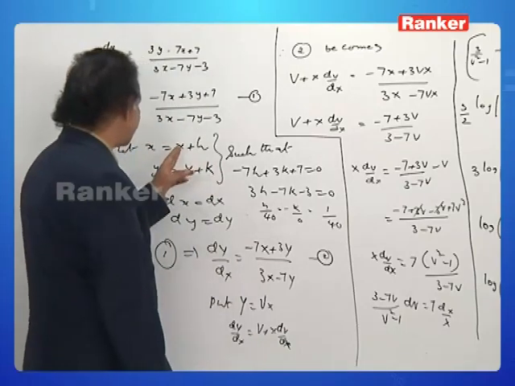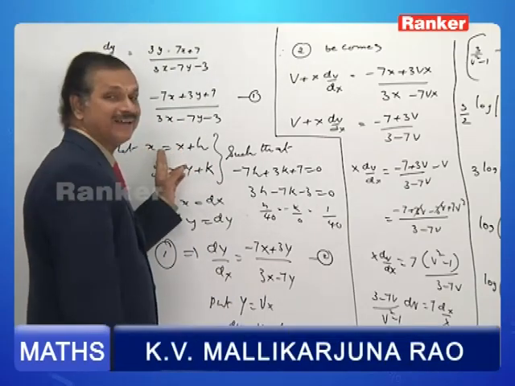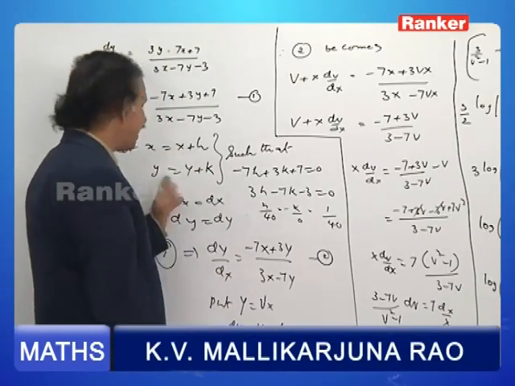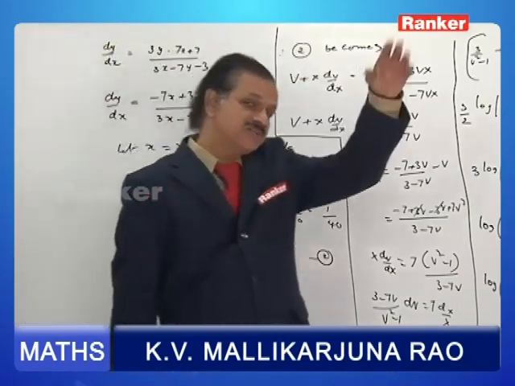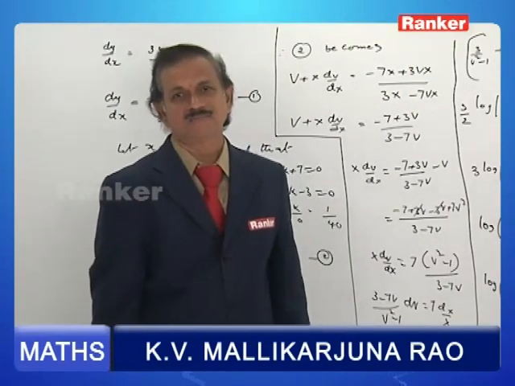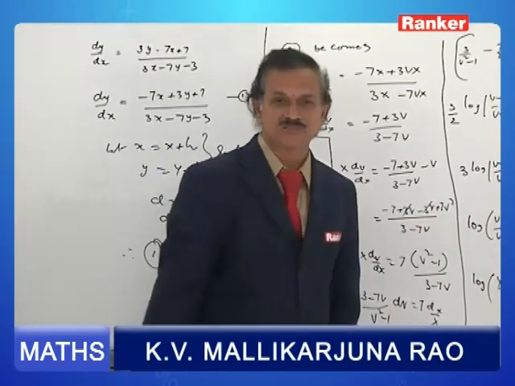h is 1 means in the case of capital X, we have x minus 1. In the place of capital Y, small y, because k is 0. That gives us the solution. This is the process to be followed.